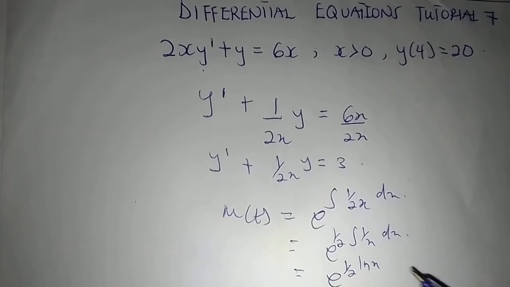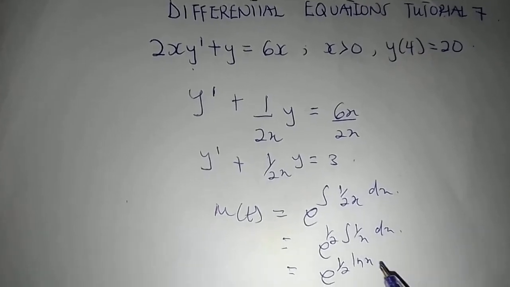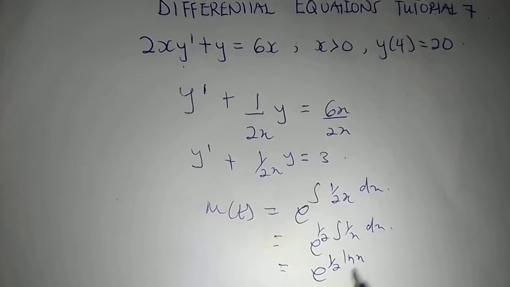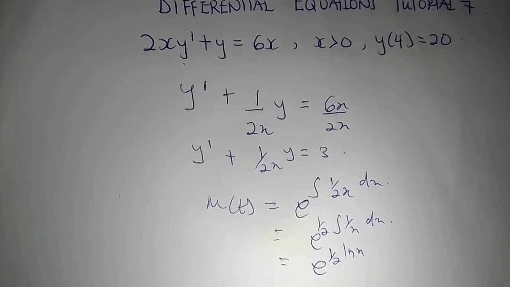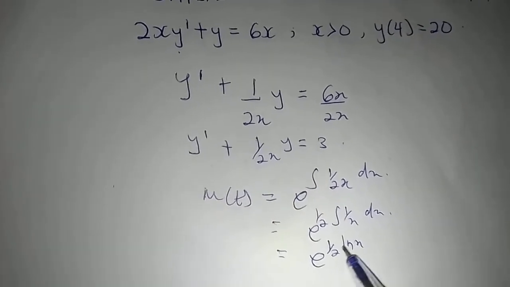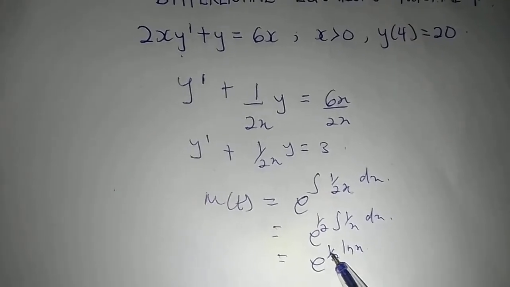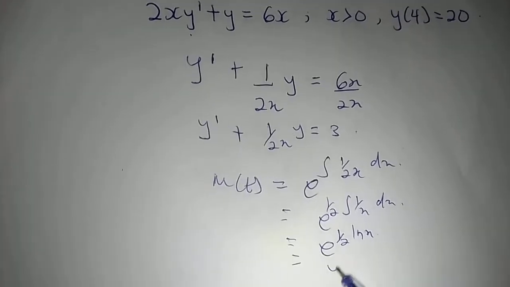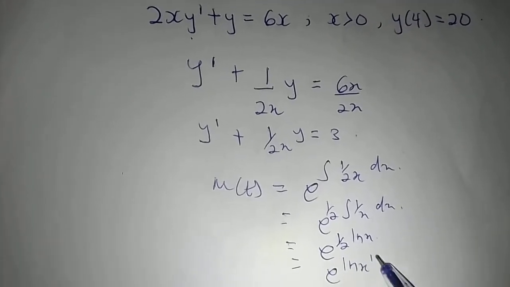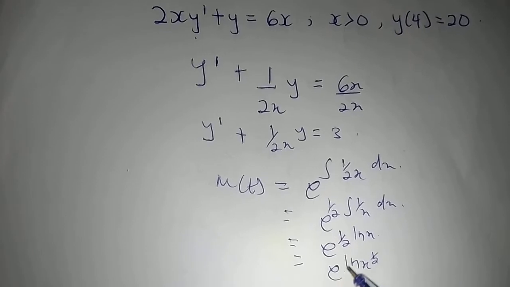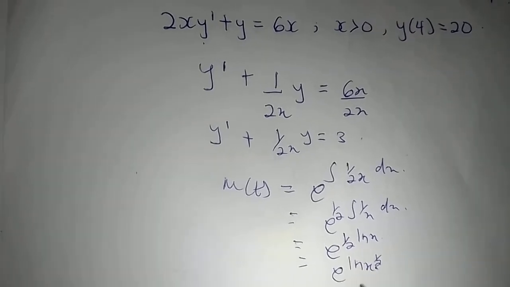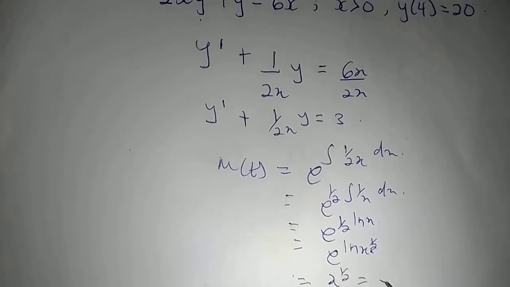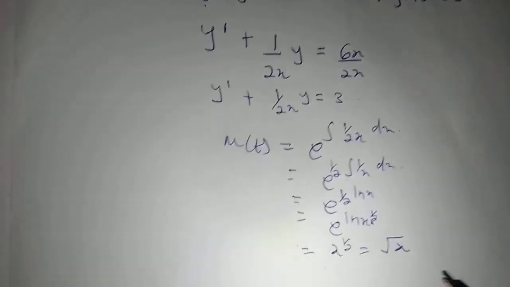I don't bring the constant. Whenever we are finding an integrating factor, we don't introduce a constant because there will be a cancellation of constants in the course of simplification, so there is no need for that. So at this point, I'll apply the logarithm rule and bring the half on top of the x, and this will be equal to e to the power ln of x to the power half. Now when you have e to the power ln, the result becomes a number here, so we'll be left with x to the power half, which is also the same as root of x, and that is the integrating factor.